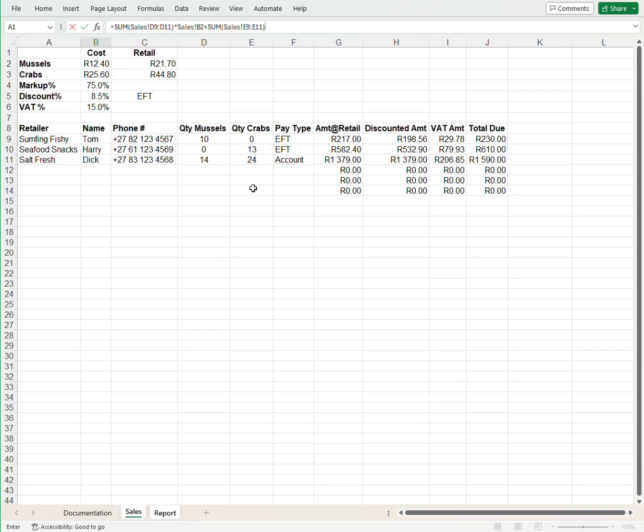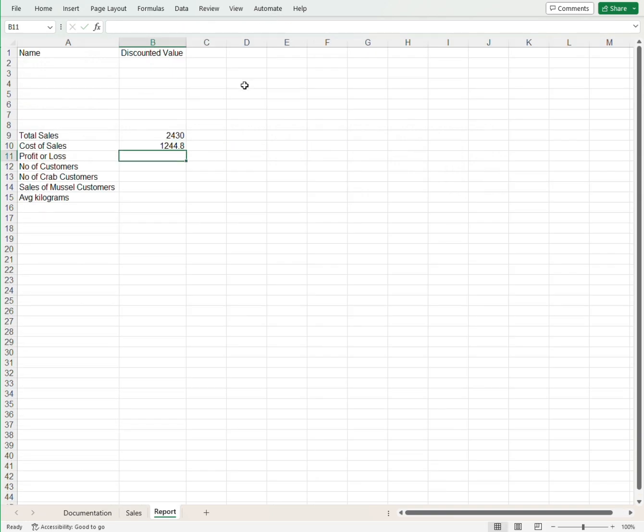Yeah. And then what is the profit or loss? How do we get the profit or loss? So total sales at retail price, after adding the markup, minus our cost of sales, you will get what? Your profit. So it will be this minus this, and then you get your profit like this.